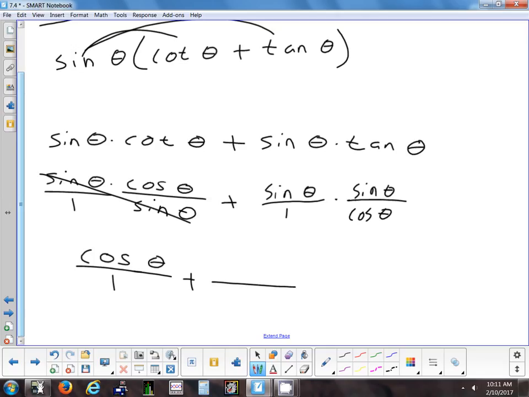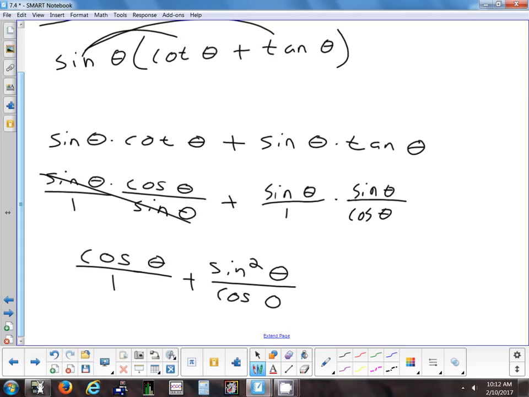Plus, what's in the top of my fraction on the right? On the right side, yeah. What's on the top? Sine squared. So sine times sine is sine squared. What's on the bottom? Cosine.